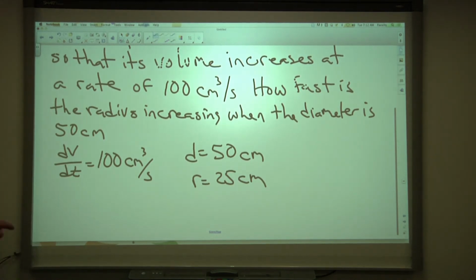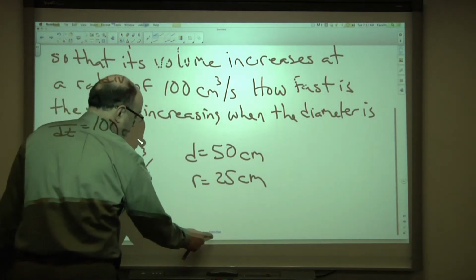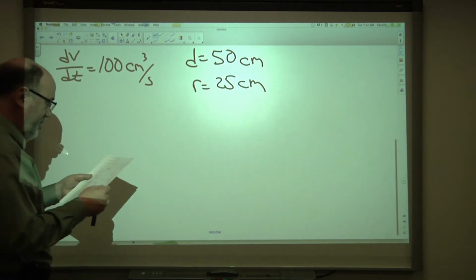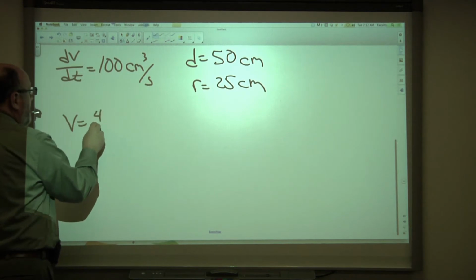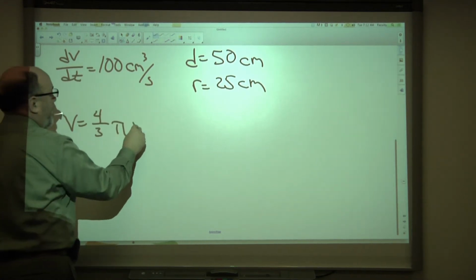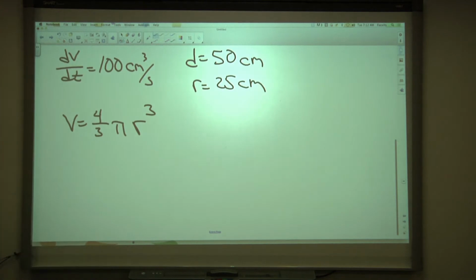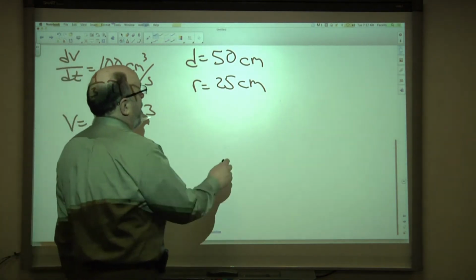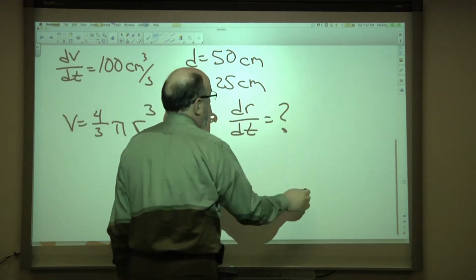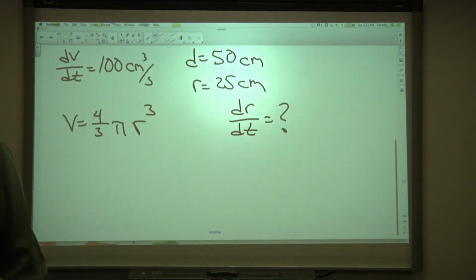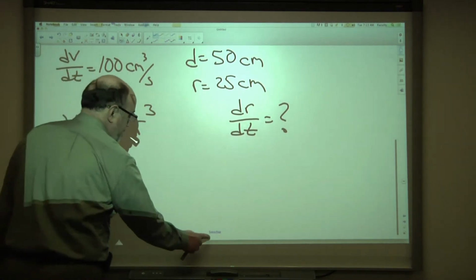We also know that it's a sphere, and we're looking in terms of the volume and the radius of a sphere, so we need to know the formula for the volume of a sphere. The volume of a sphere is given by 4/3 pi r cubed. And what we want to find is how fast the radius is changing with respect to time. So we want to find dr/dt. So what we're going to do is use this equation and find the derivative with respect to t.